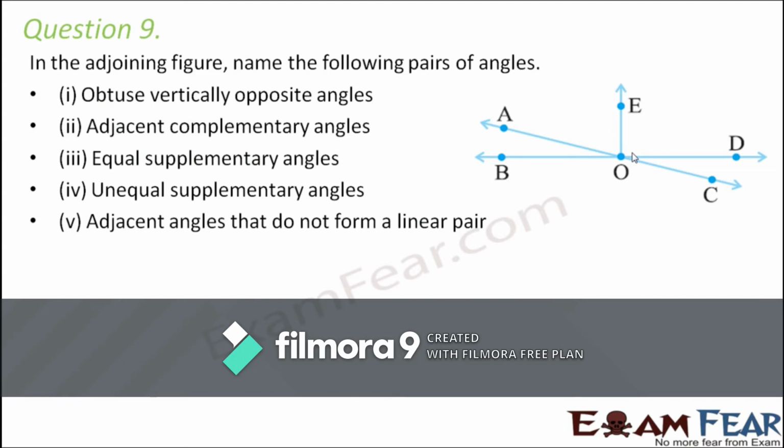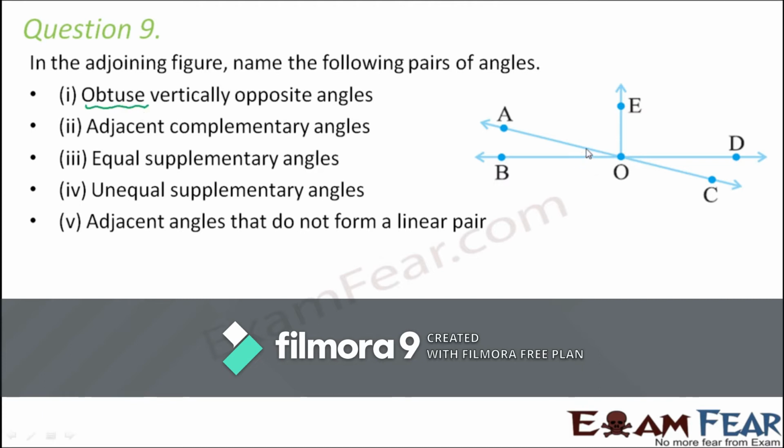Question number 9. In the adjoining figure, name the following pairs of angles. Obtuse vertically opposite angles. Vertically opposite angles means angles formed by intersecting lines lying opposite to each other. But these vertically opposite angles should be obtuse. That means their value should be greater than 90 degrees.